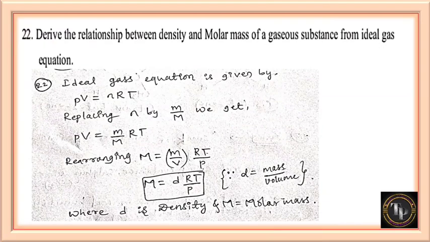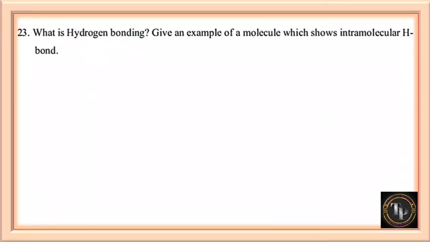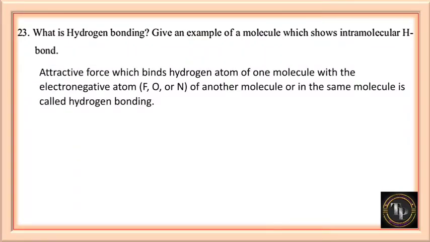Very important questions, guys. Remember. What is hydrogen bonding? Give an example of molecules which show intramolecular hydrogen bonds. The attractive force which binds the hydrogen atom of one molecule with the electronegative atom of another molecule, or of the same molecule, is called hydrogen bonding. An electronegative atom like fluorine, oxygen or nitrogen is bonded to hydrogen.